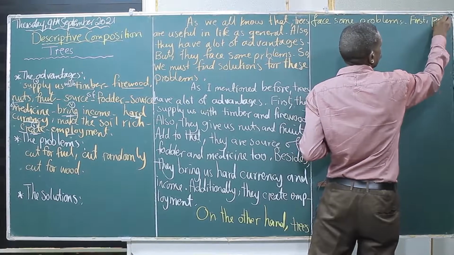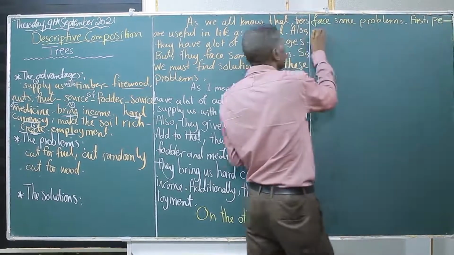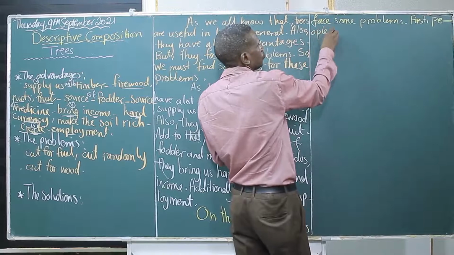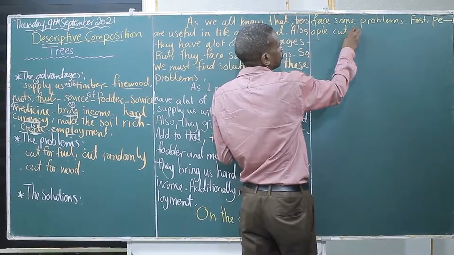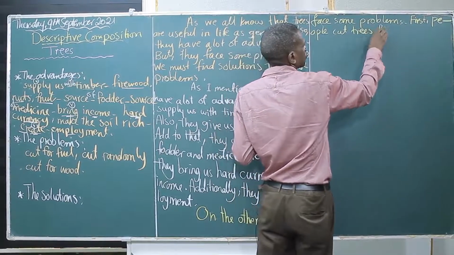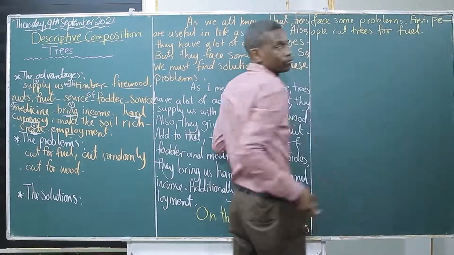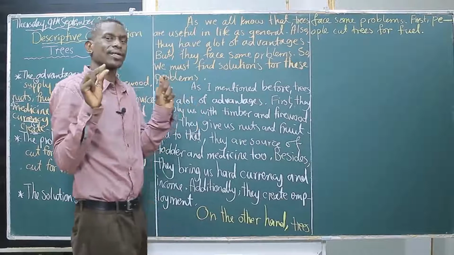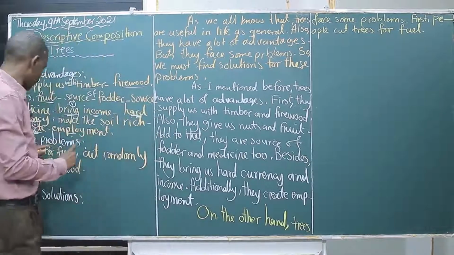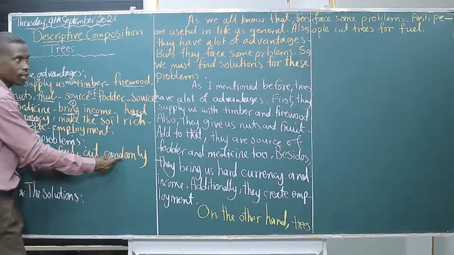First, people cut trees for fuel. Full stop. Please, you must write short sentences. And then, cut randomly.